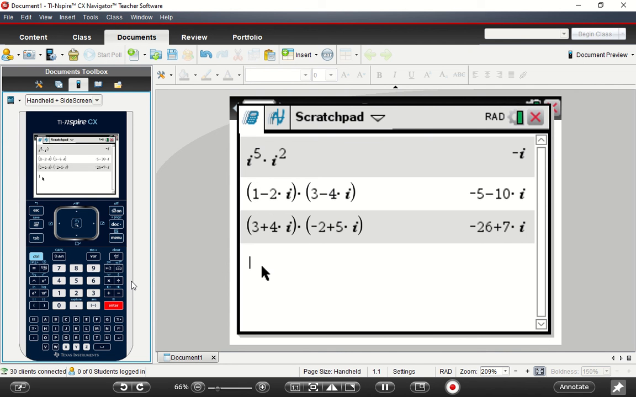So it was negative 26 plus 7i. I'll put a minus sign, okay, it's fine. So what does that tell you about the calculator? Be very careful of what you put in. Okay, double check your stuff.